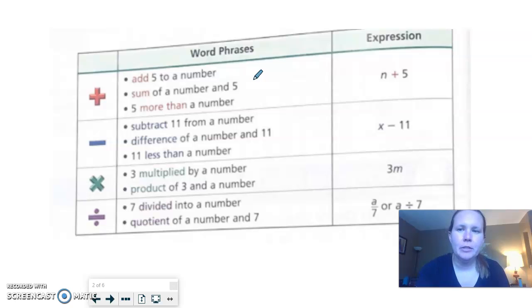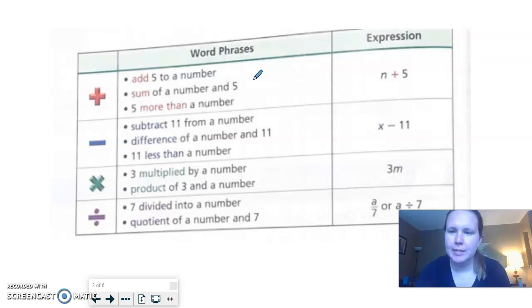All right, so for subtraction, if we look at the expression, we've got x minus 11. There are a few multiple ways that we can express how to write this in English form. One they say is subtract 11 from a number. Again, your variable is that x, so that's why they just say a number. Difference of a number and 11 would also show me a subtraction. 11 less than a number would also show me subtraction.